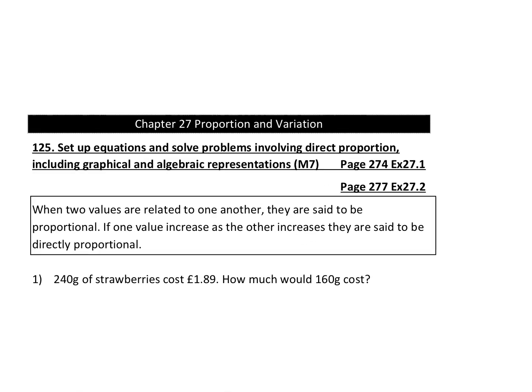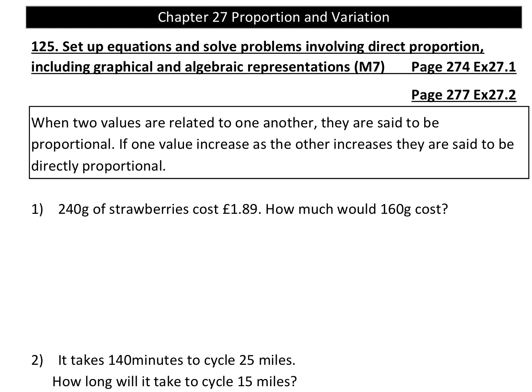Okay, so look at the most simple case first of all. When two values are related to one another, they are said to be proportional. If one value increases as the other increases, they are said to be directly proportional. So the key here is that one's increasing and the other one is increasing as well, and that means that they are directly proportional. You might see it say it varies as instead of directly proportional. So varies and proportional can be used interchangeably.